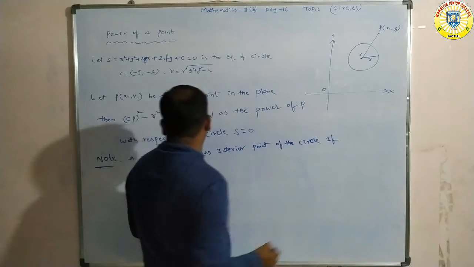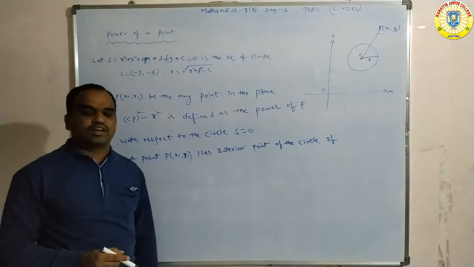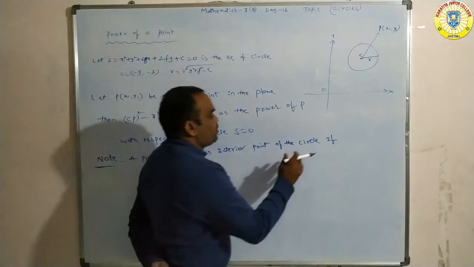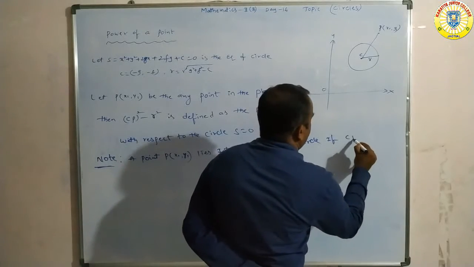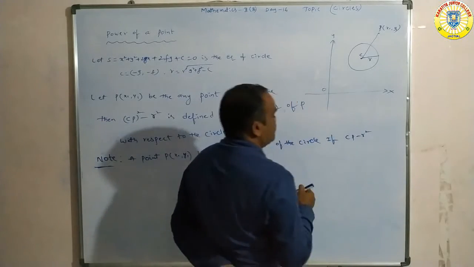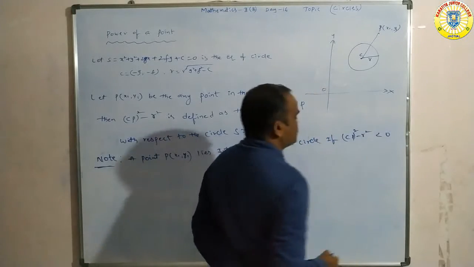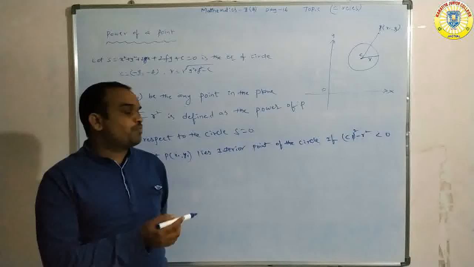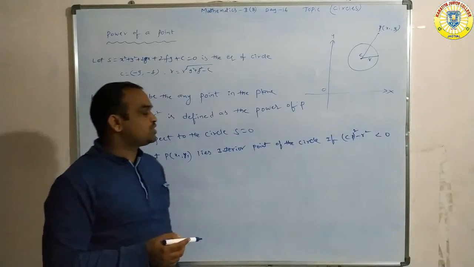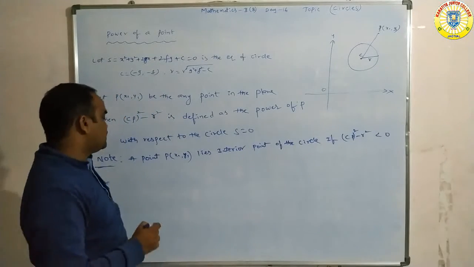If the power of a point is Cp square minus r square less than 0, then the point is an interior point of the circle.